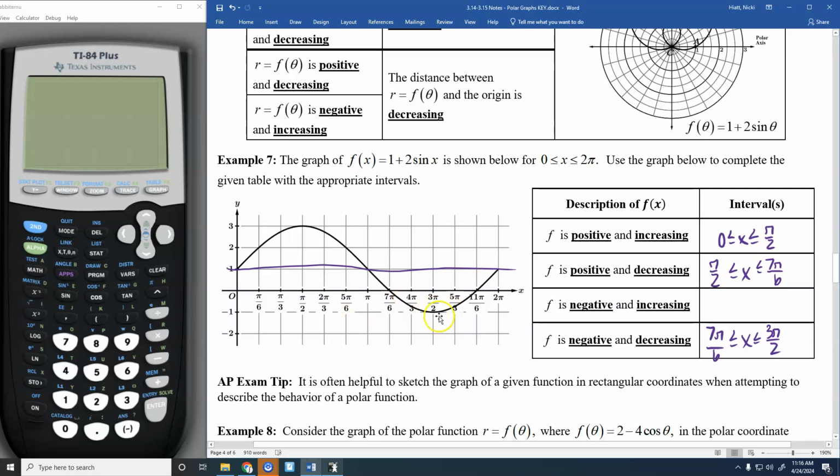And then, actually, we got one more thing. We're negative and increasing here, 3 pi over 2 to 11 pi over 6. And we got this one last little piece that we didn't include, 11 pi over 6 to 2 pi. Which section should that go in? Positive and increasing. So we'd add that here, 11 pi over 6 less than or equal to x less than or equal to 2 pi.